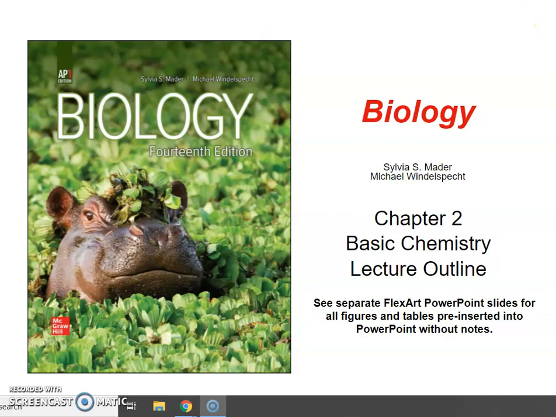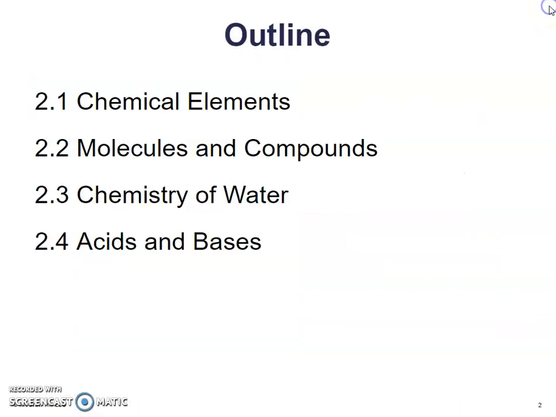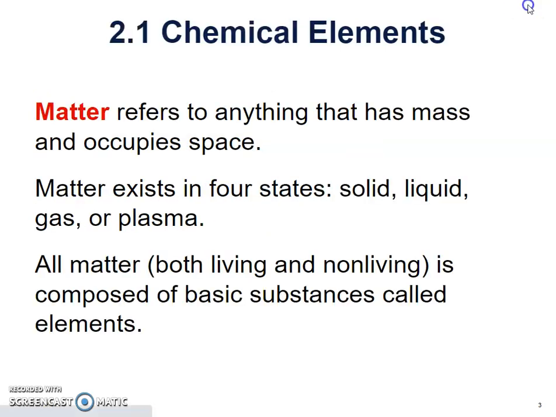Hello. Let's just dive right into Chapter 2 notes. This chapter should be a review of Chem 1. We're going to briefly talk about what makes an element, the parts of an atom, how molecules and compounds form. We're going to talk about the properties of water and what makes water so unique, and discuss acids and bases and talk about where they're found in the body and what makes them different from each other.